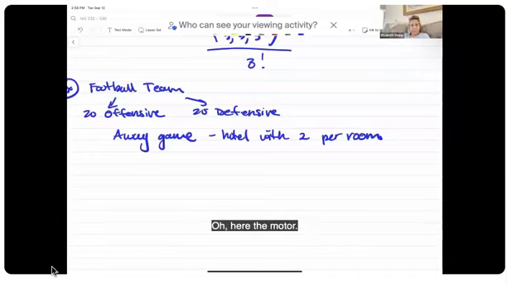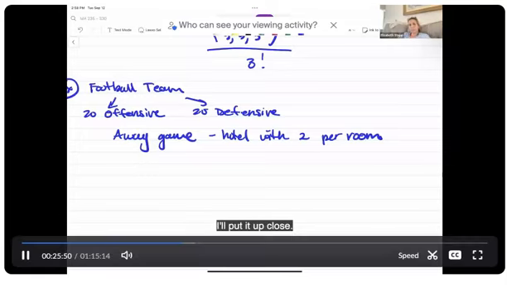Oh, here's the motor. I'll put it up close.